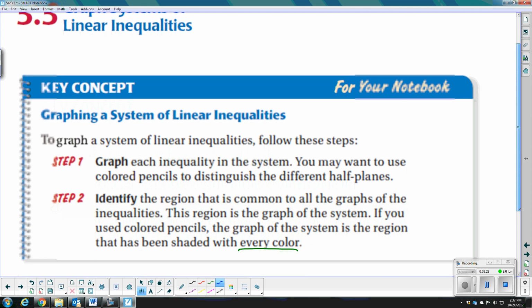You might want to use colored pencils, or some of you use highlighters, however you want to do it, just so that it's easy to see where your lines intersect. If you're just using a plain lead pencil, you might want to use different patterns, like swirls or lines or checkered print or whatever you want to do, so that it's easy to distinguish between what's been shaded twice and what has not been shaded twice.